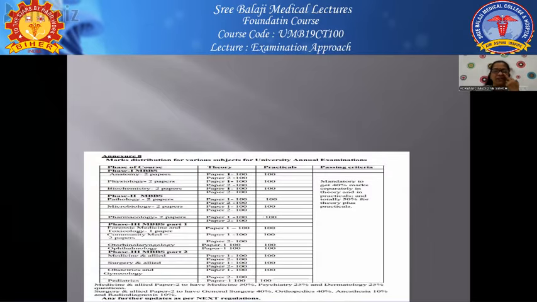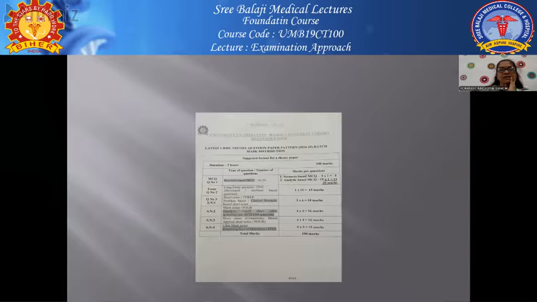For the passing criteria in the university exam, it is mandatory to get 40% marks separately in theory as well as in practicals, and a combined total of 50% for theory plus practicals. Again, I am telling you, 50% marks combined theory plus practical is necessary to get through the university exam, and it is mandatory to get 40% marks separately in theory and in practicals.